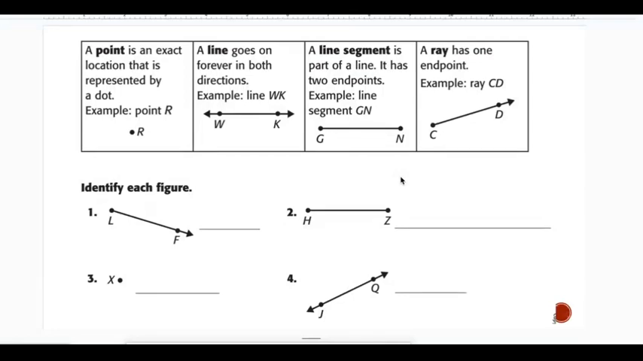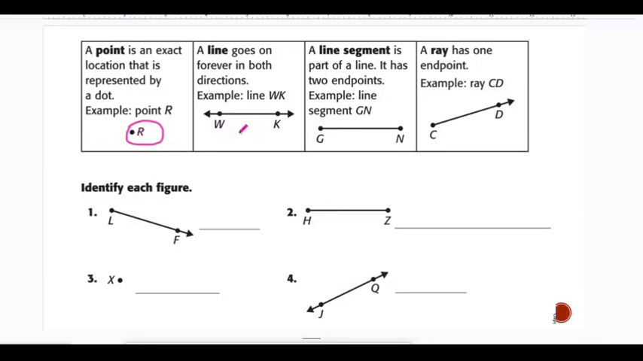Example given, point R. So, if you find a letter with a dot, that is called a point, okay? Or if you do not even find the letter, just a circle dot, a shaded dot, that is also called a point.